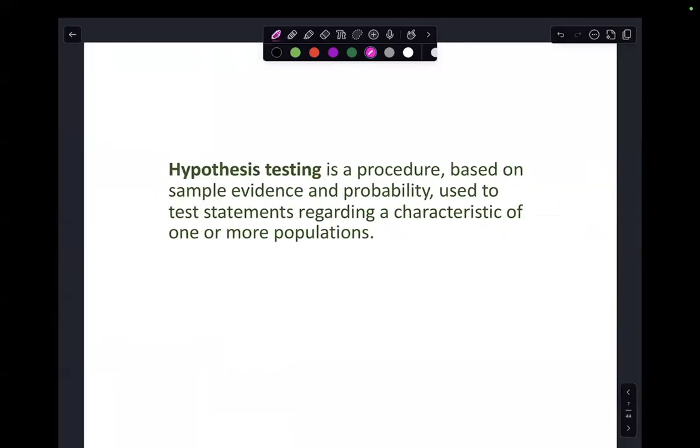So we use hypothesis testing. We make a statement, and then we use sample evidence and probability to determine whether or not it would be unusual to get the result that we got with our sample evidence. So we've been using the rule of thumb that something's unusual if it occurs less than 5% of the time. But depending on the importance or severity of the thing that we're looking at, we're going to change that 5%.